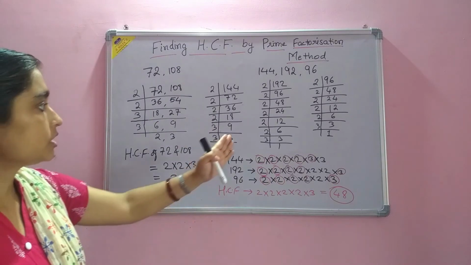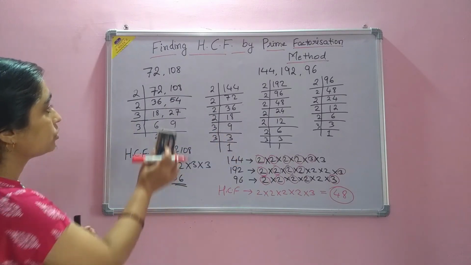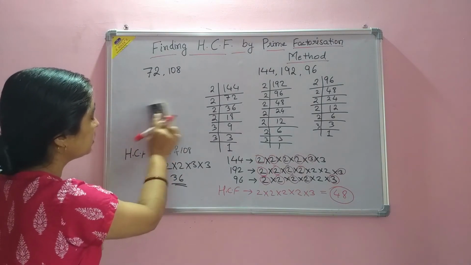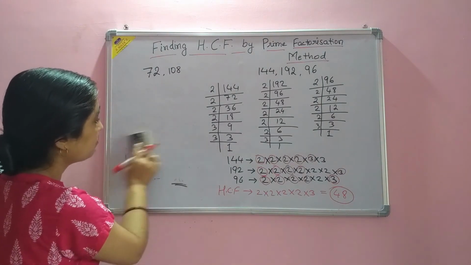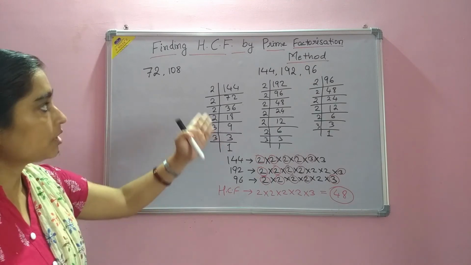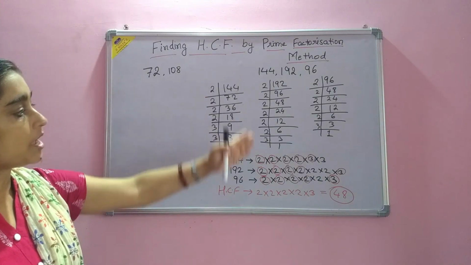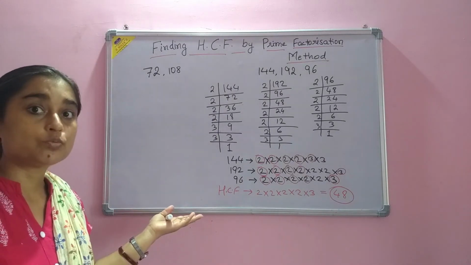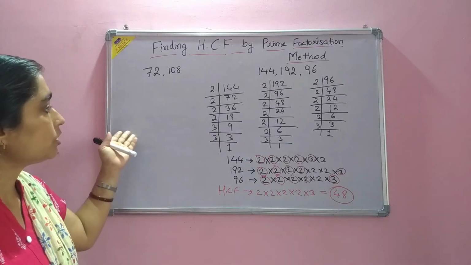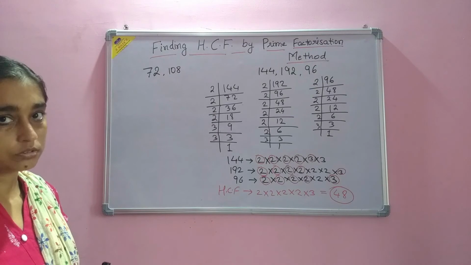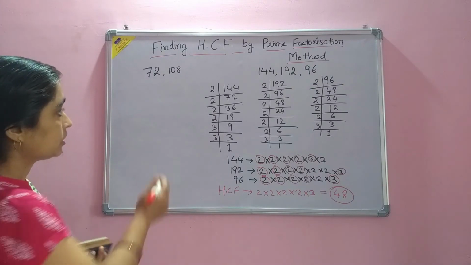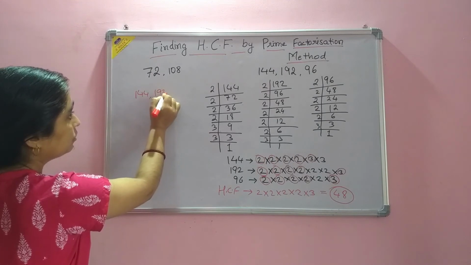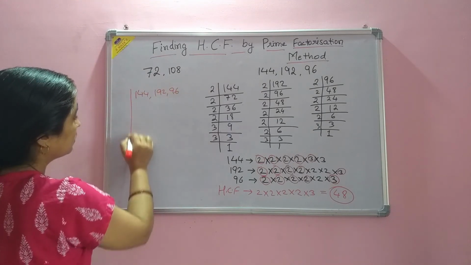Okay, this number we will do by this method also. See how we do it. It is actually the repeated division method. Prime factorization method is this one. But if it is asked to do it by repeated division method, then you can do it by this method also. See how. 144, 192, 96.